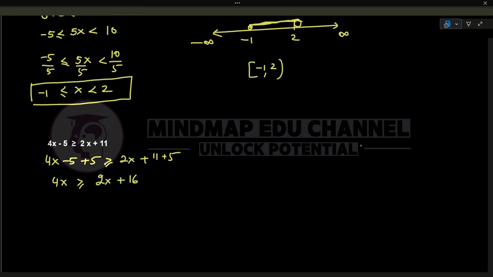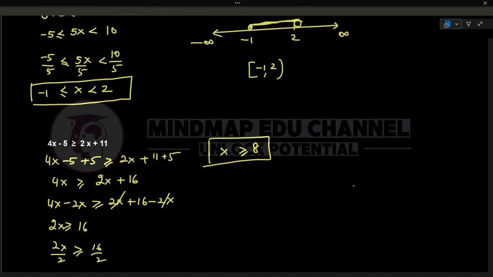Now, subtract 2x on both the sides, 2x plus 16 minus 2x. So here it will be 2x. This will get cancelled. 16. Now divide this equation on both the sides by 2. So we will get x greater than or equal to 8.